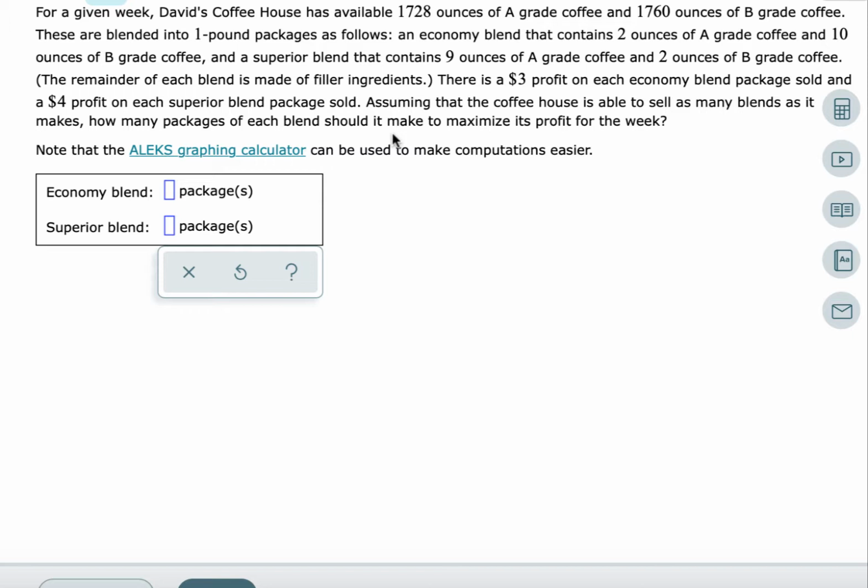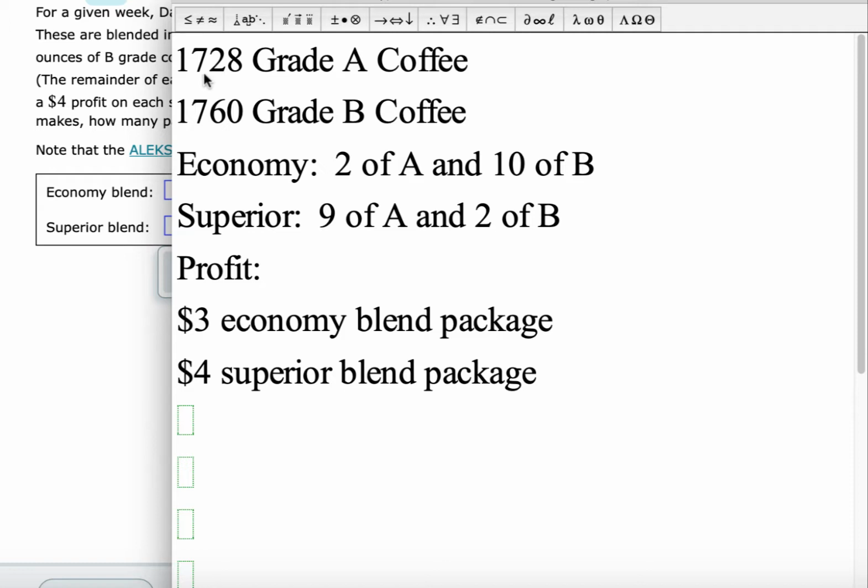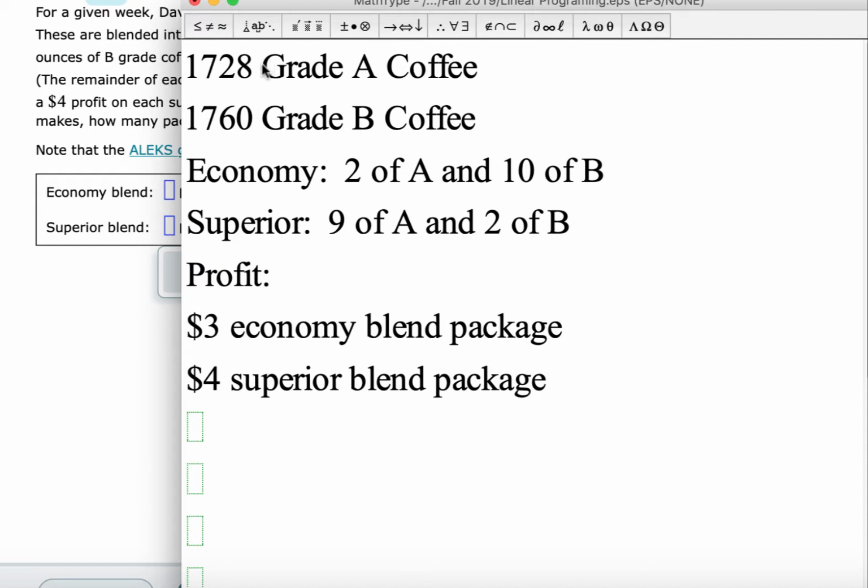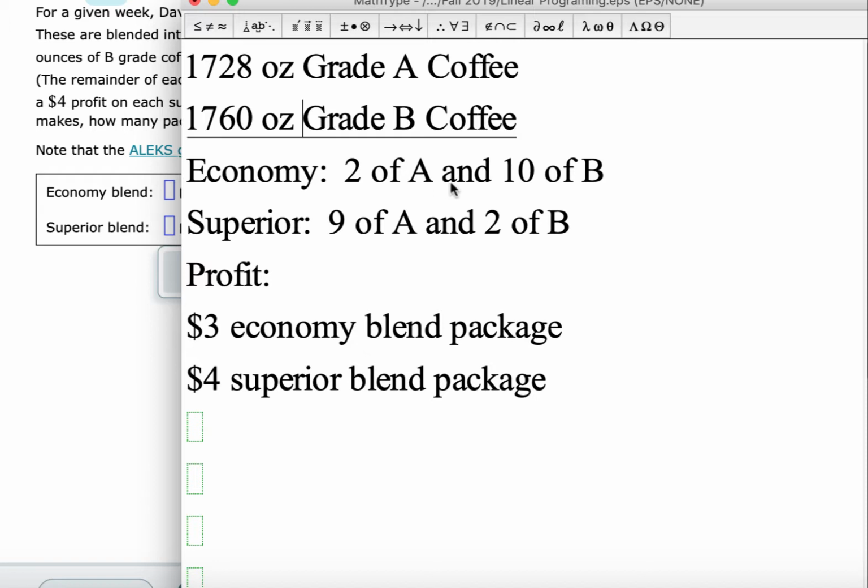I'm going to open up MathType to record the information as if I were writing it on a piece of paper so that you can see how I capture the information to do the word problem. So I have 1728 for the grade A coffee and 1760 for the grade B coffee, and that was in ounces. And I've also captured that for the economy I needed 2 of A and 10 of B, and for the superior it was 9 of the A and 2 of the B. And they also said that the profit was $3 for the economy blend and $4 for the superior. I'm going to hold on to that information till later. Let's just work on the first piece.